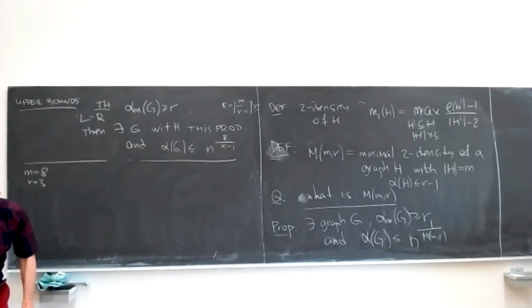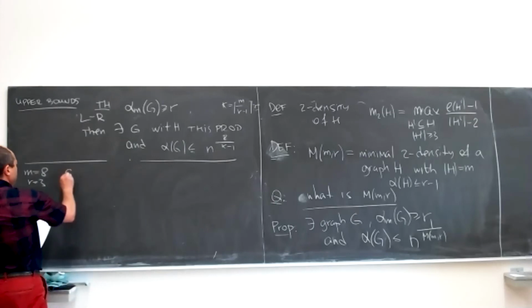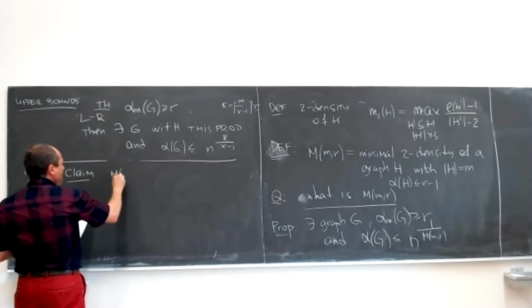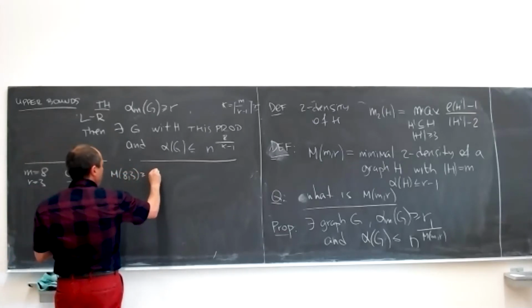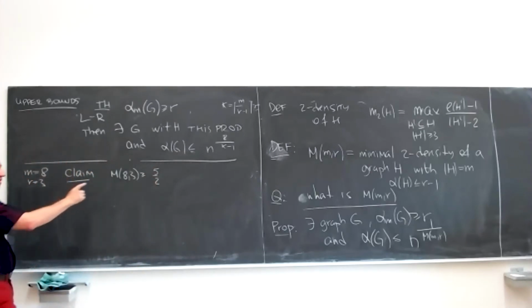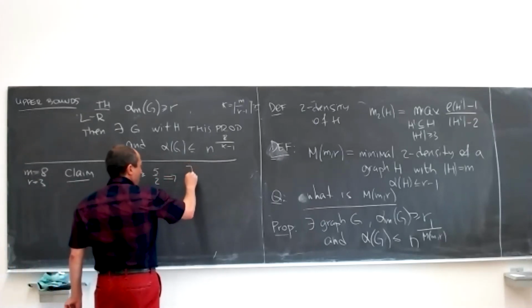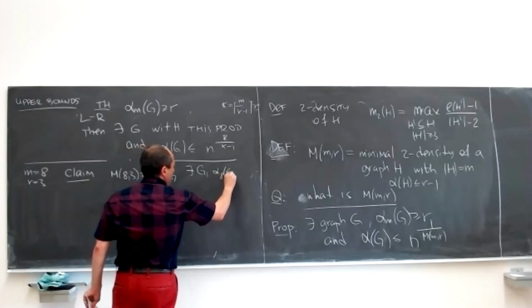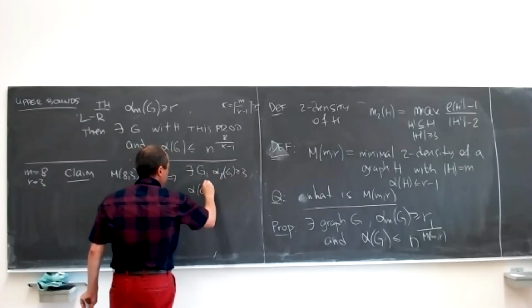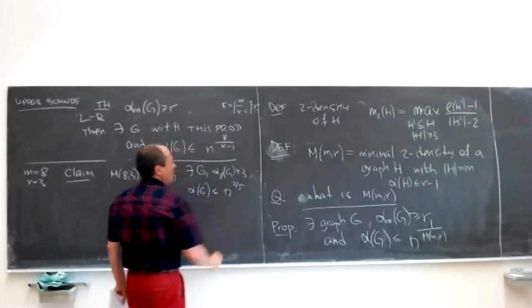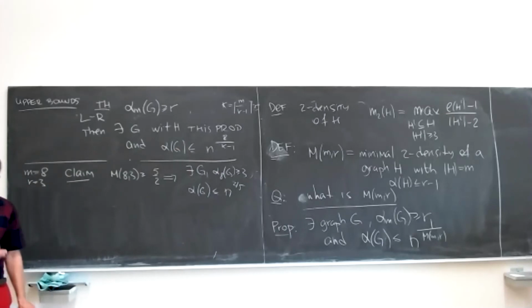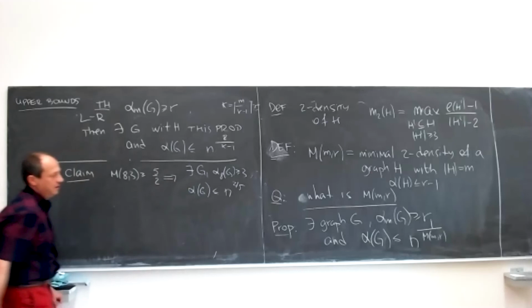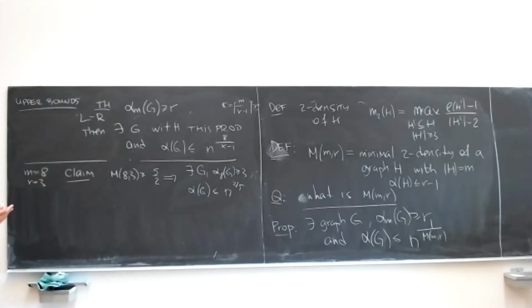The claim which I want to prove is that m_3(8) is at least 5 over 2. Which means that every graph on 8 vertices which does not have independence number 3 has 2-density at least 5 over 2. And therefore, I will have graphs G with alpha_8(G) at least 3, and alpha(G) at most n to the 2/5, which is 0.4, so it's already better than 6/11. It's quite sizable. And the proof is very simple in this particular case, just to illustrate. What is the proof of this result?